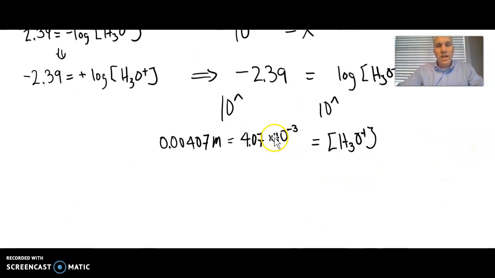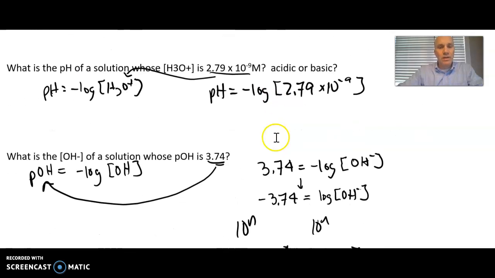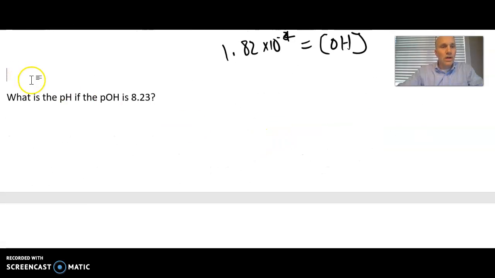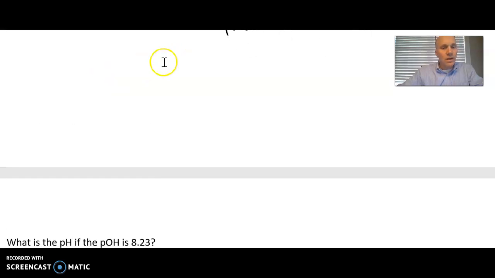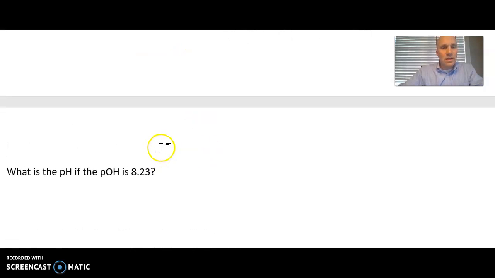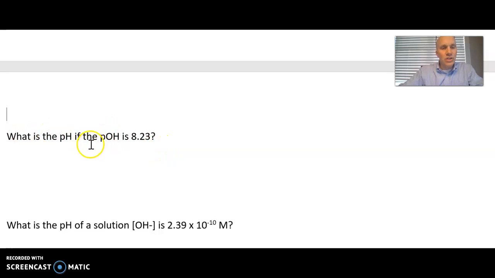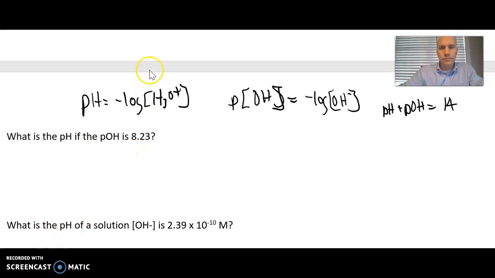All right, so let's do some calculations with this. Let me space down here. It says, what is the pH if the pOH is 8.23? If we think about those equations that we have, pH equals -log H3O plus. So we've got these equations right here. That's just pOH.